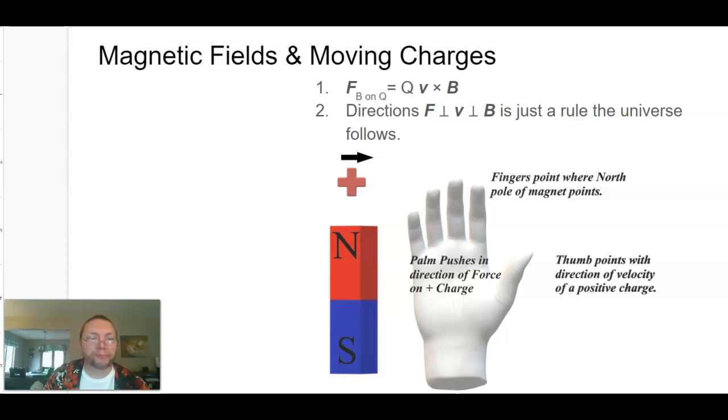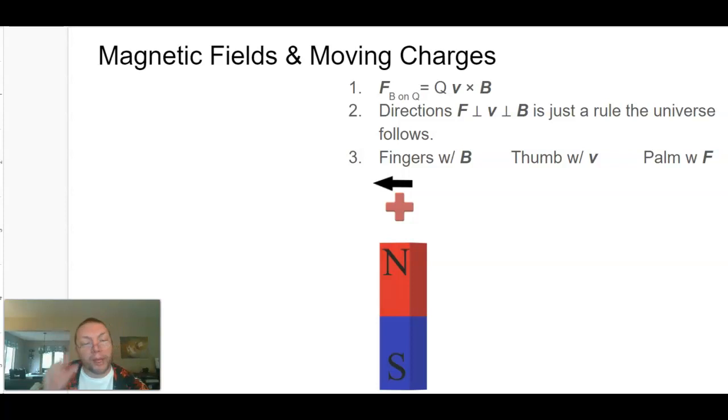Another example. And we do another example because there are some subtleties that we need to be prepared for. Now when we go through and do these things, your fingers always point in the direction of the magnetic field. Your thumb always points in the direction of the velocity of the charge. Your palm always points in the direction of the push. But it's not always going to be like this. You might need to turn your hand. You might need to rotate this way or this way or this way. So that's a part of the thing we need to practice.